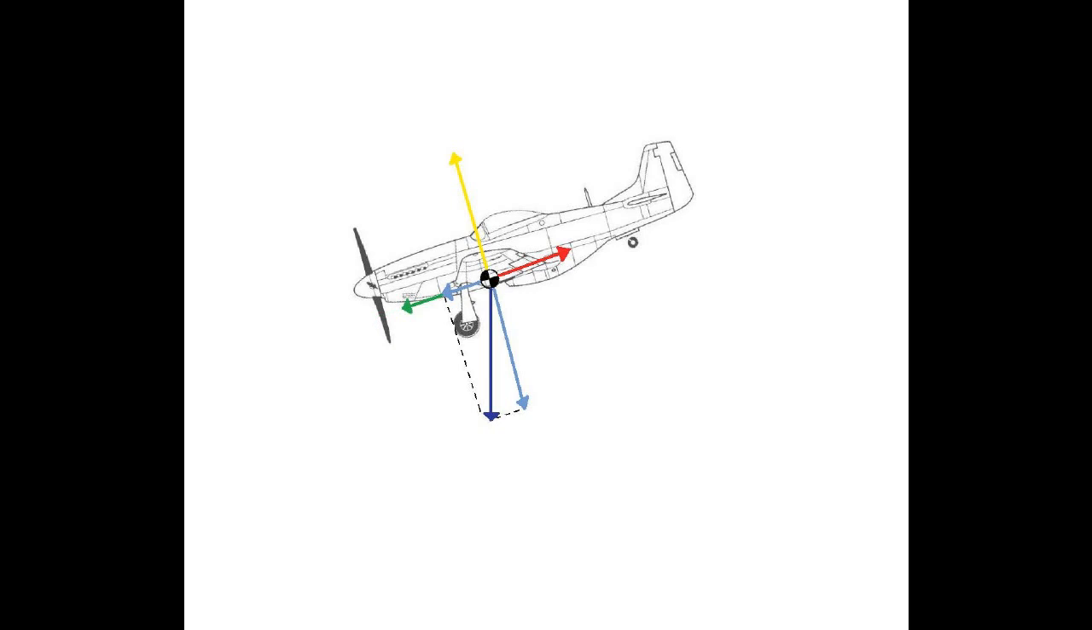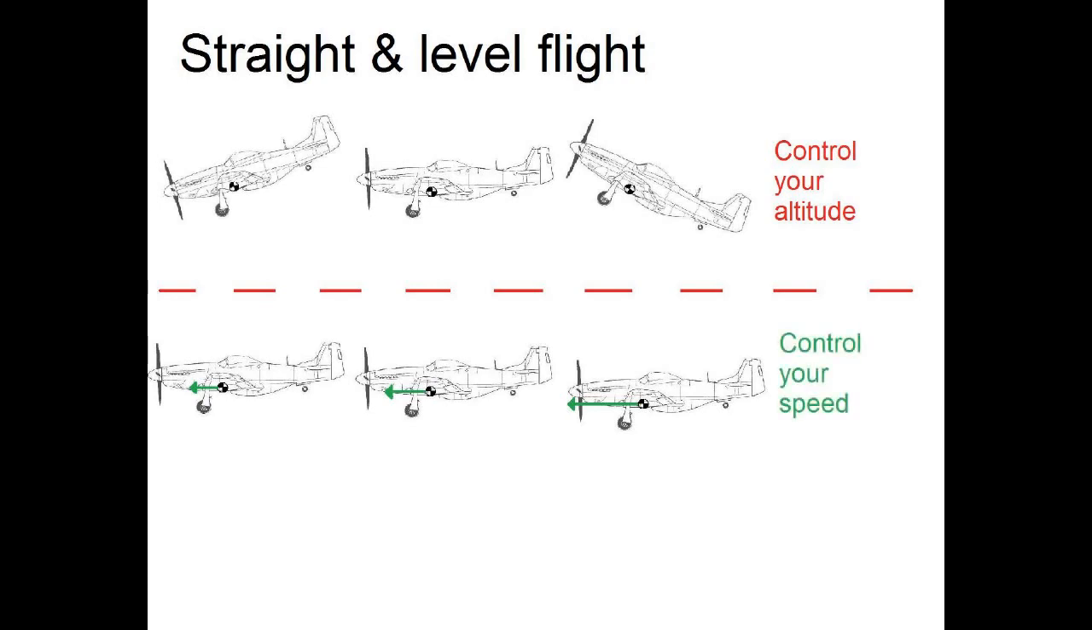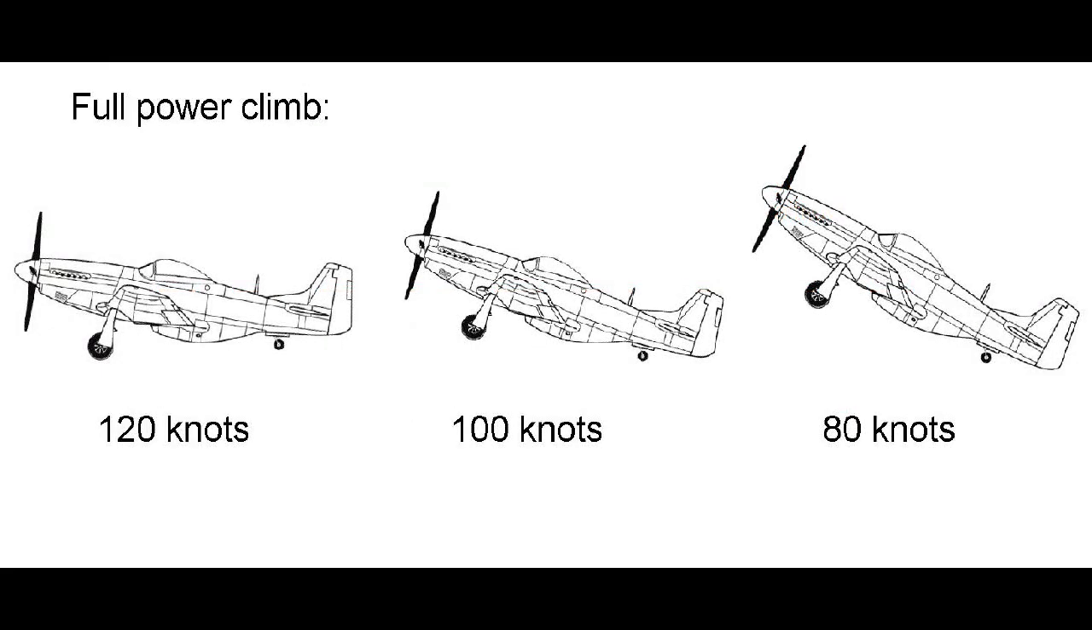There is one big difference between flying straight and level and climbing or descending. When in straight and level flight, you use the elevator to control your altitude, while using the throttle to control your speed. The next information is very important. When climbing or descending, you use the elevator, your pitch control, to keep a certain speed, while you use the throttle to control your rate of climb or descent.